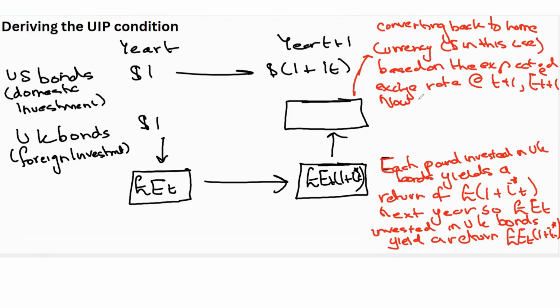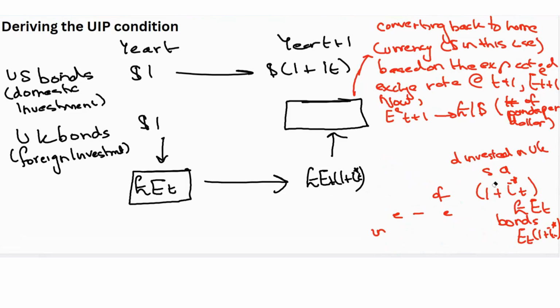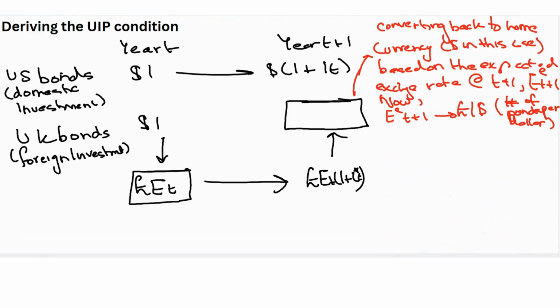Now, we know EET plus 1 is given in terms of pounds per dollar. This I wrote opposite. So it's the number of pounds per dollar. Let me just delete this so that we have more space here. So it's the number of pounds per dollar, right? So if I take the reciprocal of this, it's going to be dollars per pound.